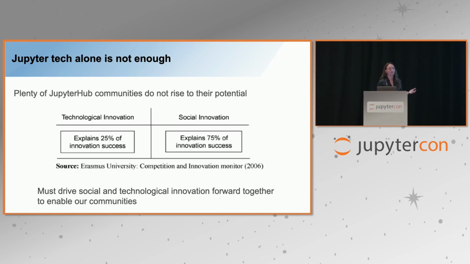But with all of these exciting advancements that Jupyter brings, the tech alone is not enough. So plenty of Jupyter hubs and communities are not successful and don't reach their potential. A lot of research has shown that, as we have success in innovation, only about a quarter of that comes from the technological innovation, and much of it comes from the social innovation that we wrap around that. So what policies are we incorporating?